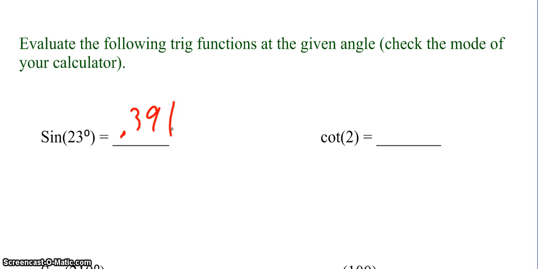We are always going to round to 3 decimal places unless you are otherwise specified or told to, or obviously if you're dealing in terms of dollars.